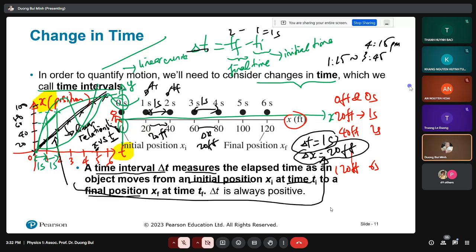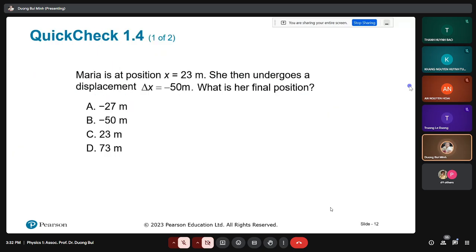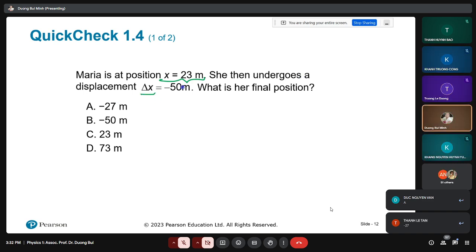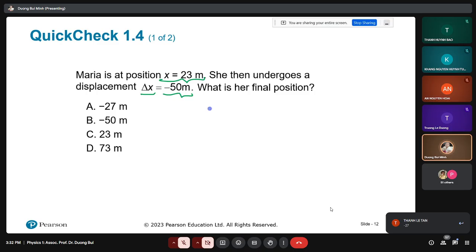Okay, next. Now we have a multiple choice question, and try to type your answers as fast as possible. Of course, you should get the correct answer. Look, Mirrors is at position x equals 23 meters. Then she undergoes a displacement delta x of minus 50 meters. So what is her final position?